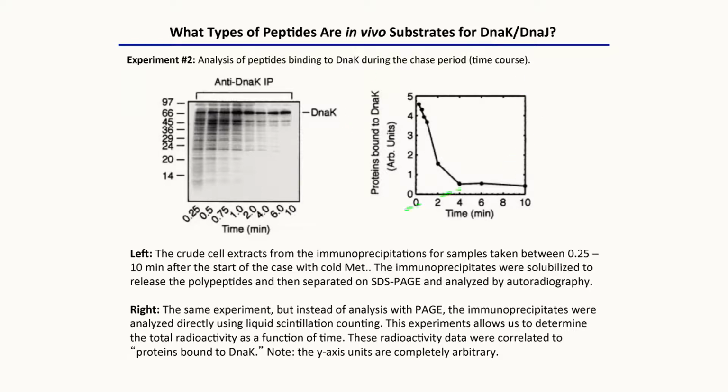So what about this data here? And how helpful is this data? Right, so effectively what was done is radioactivity was measured by liquid scintillation counting. Okay, so they measured the total radioactivity in each sample prior to separation. And then they converted that to some arbitrary scale of proteins bound to DNAk.